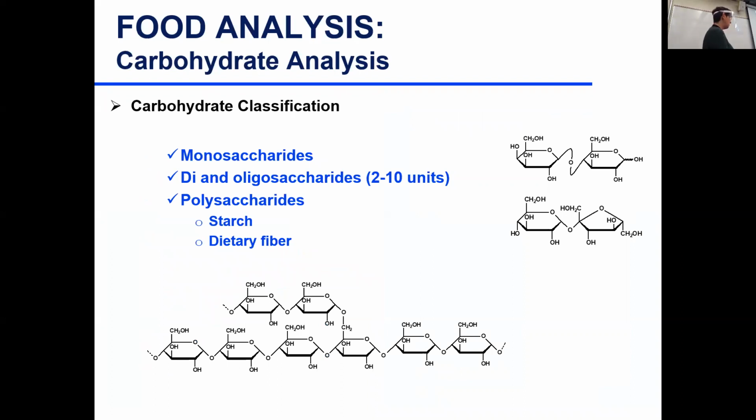Again, just a simple reminder of what carbohydrates are classified into. We have the monosaccharides, disaccharides and oligosaccharides. So di always means 2 units, and anything between 2 and 10 is called oligosaccharides. And then polysaccharides, starch, and dietary fiber. Again, dietary fiber includes lignin, which is not a polysaccharide.